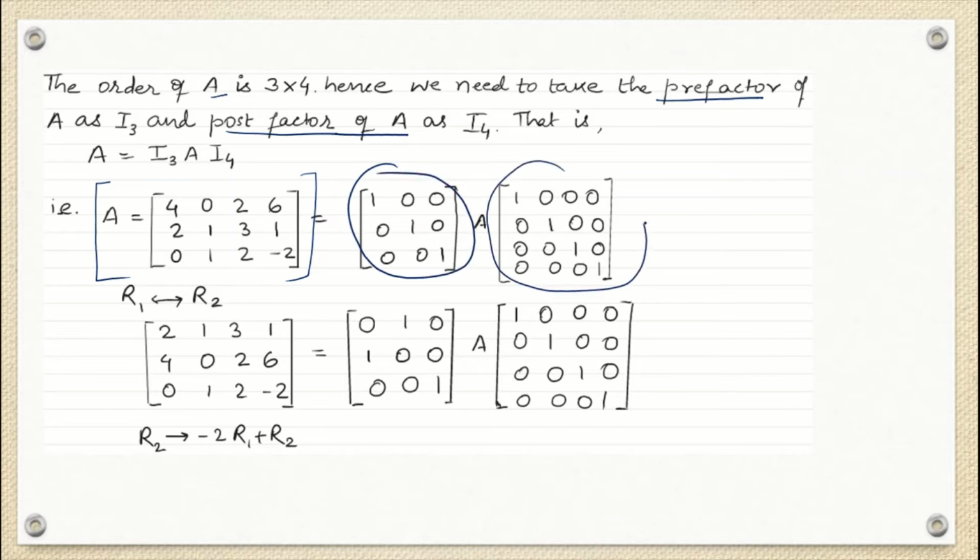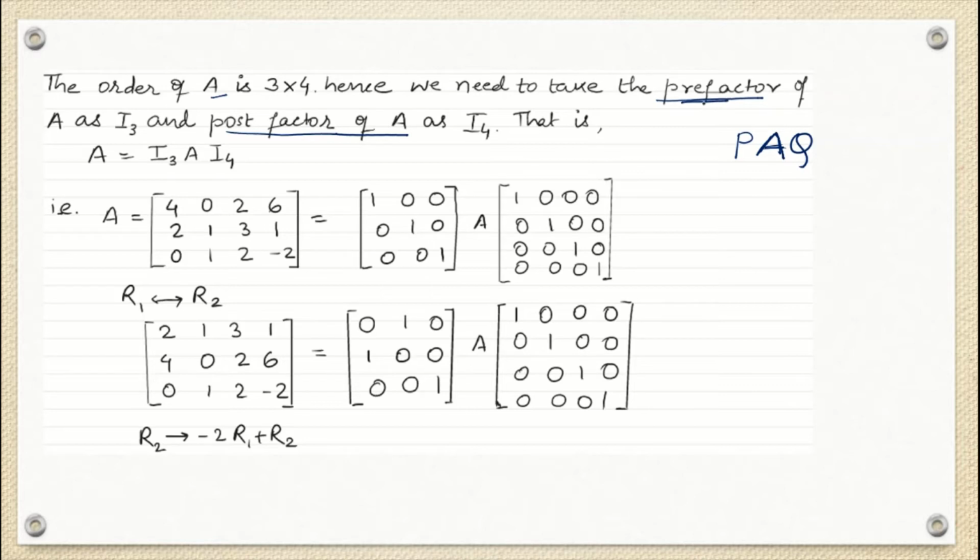They have said that PAQ should be in the normal form. This prefactor and post factor are nothing but identity matrices. The prefactor will be written before this A, and that prefactor will be some identity matrix. Even this post factor will also be some identity matrix.